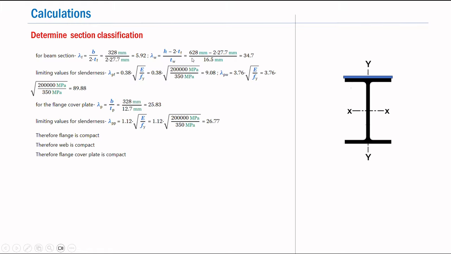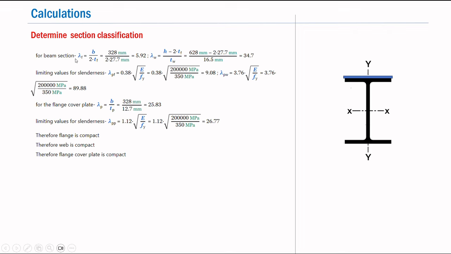So as usual, we first proceed for determining the class of this W section profile. We know from AISC 360 that the slenderness ratio for the flange will be B divided by 2TF, and for this case is 5.92. And for the web, this slenderness ratio is obviously H minus 2TF by TW, and this works out to be 34.7.